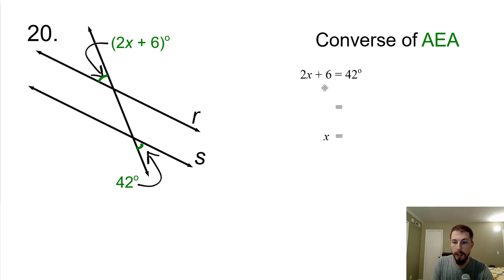So next step I would do is subtract 6 from both sides, which gives me 2x is equal to 36, and then divide both sides by 2, which will leave me with x is equal to 18. So when x is equal to 18, we know that the lines R and S are parallel by the converse of alternate exterior angles theorem.